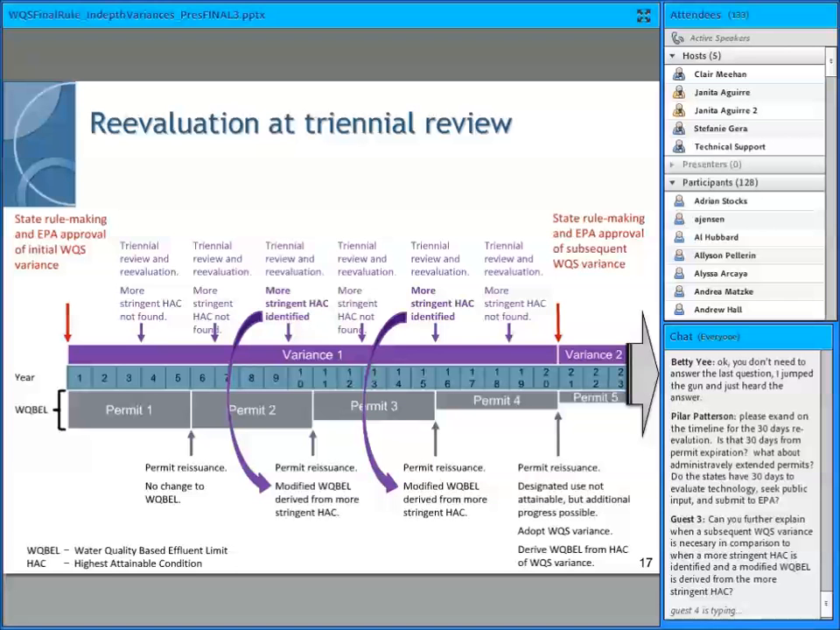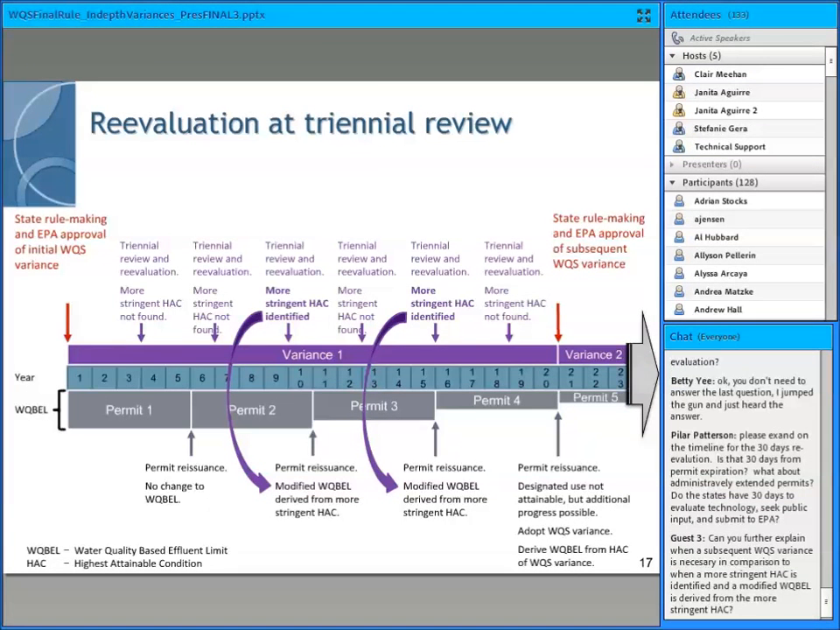To be clear, if a state or tribe chooses to specify a reevaluation frequency of 3 years in order to synchronize them to their triennial review process, EPA expects a complete and thorough reevaluation, as I described in the previous slide, during every triennial review.